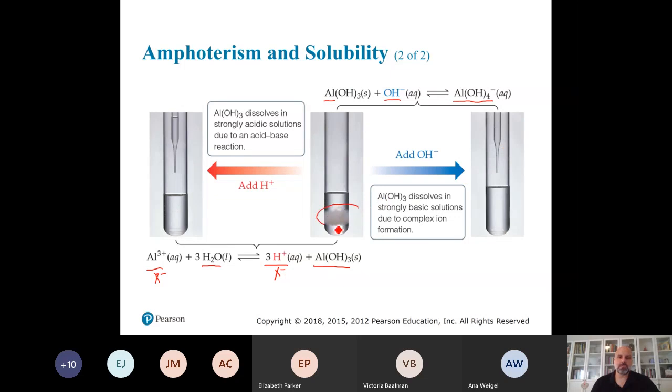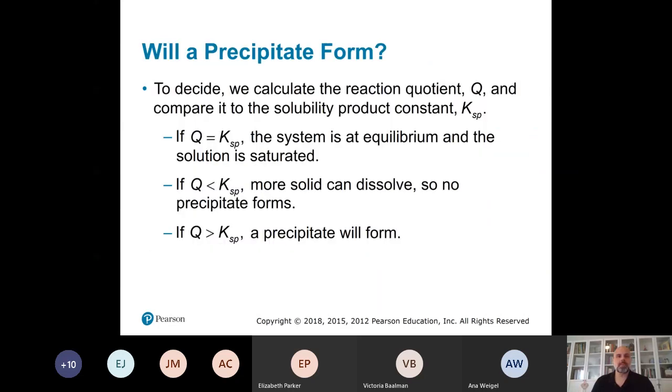So initially the aluminum hydroxide is a solid. So neutral aluminum hydroxide is a solid, but we can dissolve it by adding either protons or hydroxide ions. And because of the fact that it's forming ions in solution in either direction, whether the ion is just the aluminum 3+ or the complex ion aluminum hydroxide with four hydroxides attached.